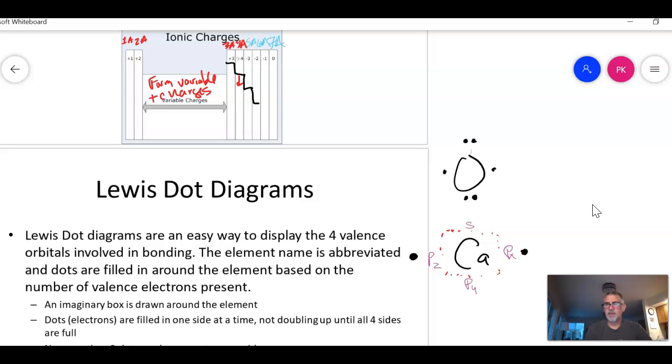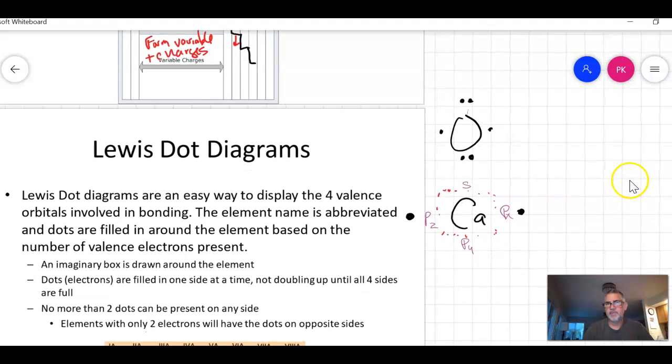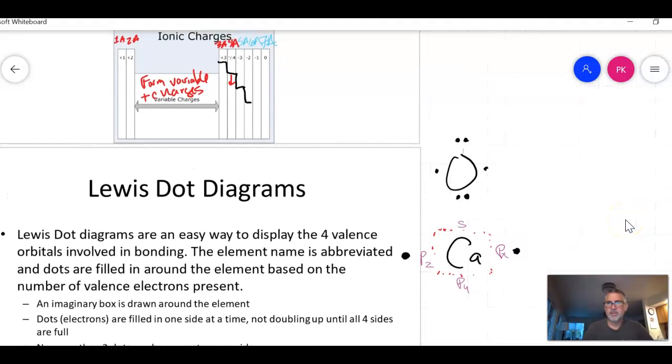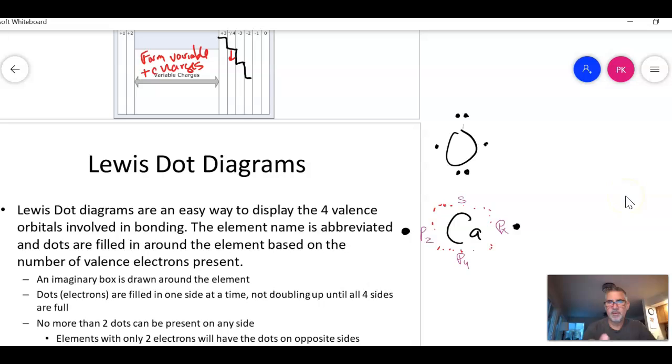Now, the way that atoms become stable is to be like the nearest noble gas. It's called the octet rule, and we're going to talk about it. The only way that's going to happen for calcium is if it can get rid of these 2, and for oxygen, if it could fill all 4 orbitals. So this will actually transfer electrons that way.